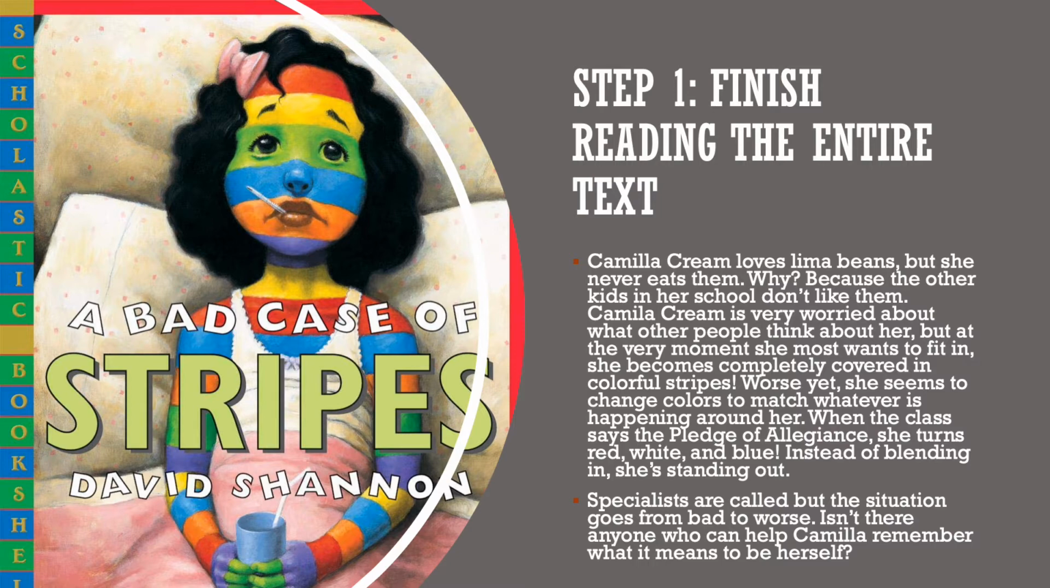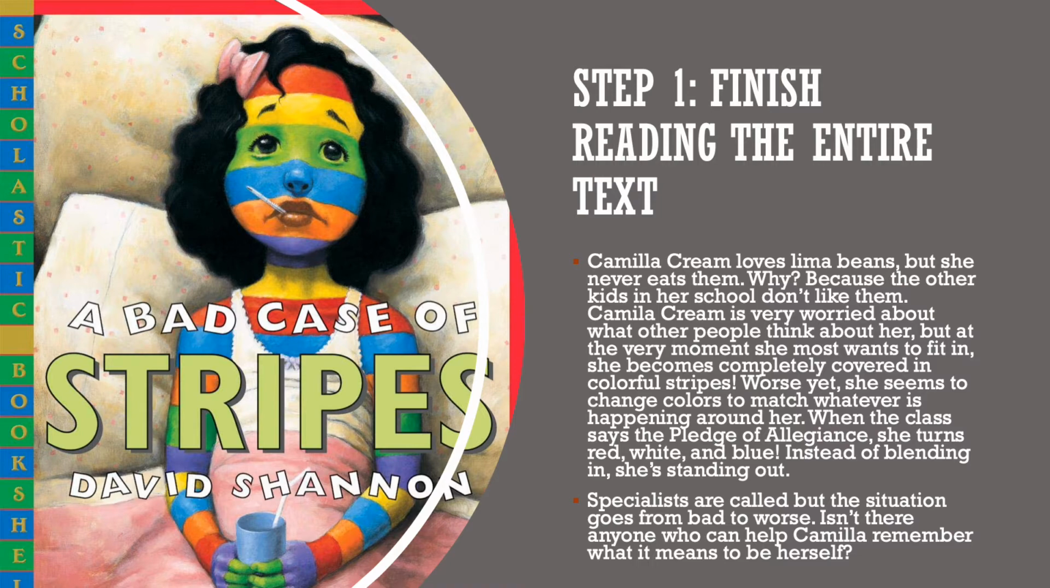Camilla Cream, who's the main character, loves lima beans, but she never eats them. Why? Because the other kids in her school don't like them. Camilla Cream is very worried about what other people think about her, but at the very moment she wants to fit in, she becomes completely covered in colorful stripes. Worse yet, she seems to change colors to match whatever is happening around her.